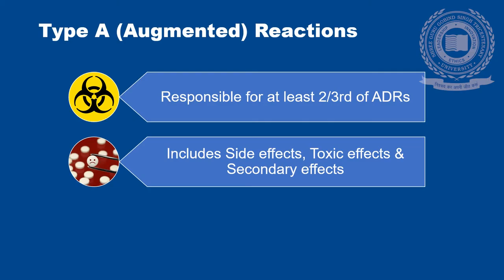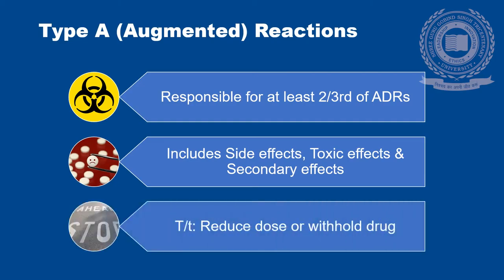Secondary effects. Secondary effects are indirect consequences of a primary action of the drug. For example, suppression of bacterial flora by tetracyclines paves the way for superinfections. Corticosteroids weaken host defense mechanisms so that latent tuberculosis gets activated. The treatment is either to reduce the dose or withhold the drug.